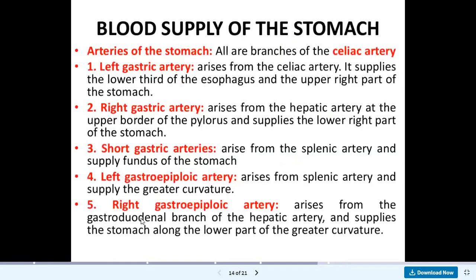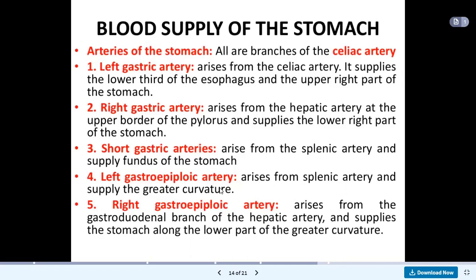So we have the left gastroepiploic artery, or the left gastroomental artery, or the left omental artery. You can call it gastroomental or gastroepiploic. In case in an exam you don't see epiploic, you will see omental. So the left gastroomental artery arises from the splenic artery and supplies the greater curvature.